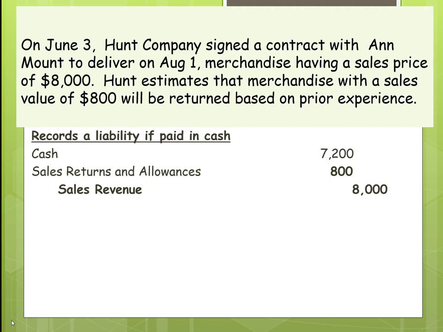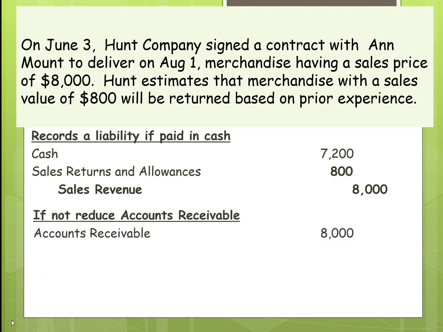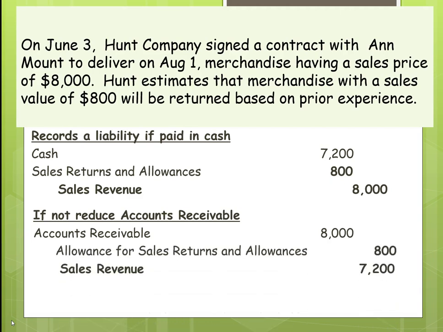Cash is $7,200, and then we would have $800, which is a contra sales account for sales returns and allowances. If it's accounts receivable, we would debit accounts receivable $8,000, and allowance for sales returns and allowances, which is a contra to the balance sheet account, and then we book sales of $7,200.